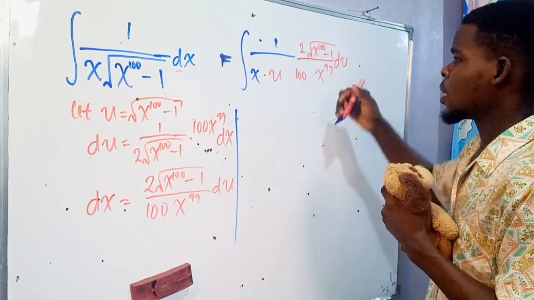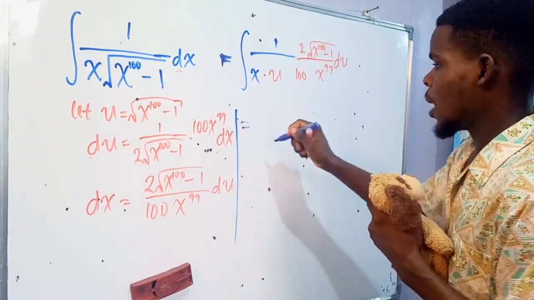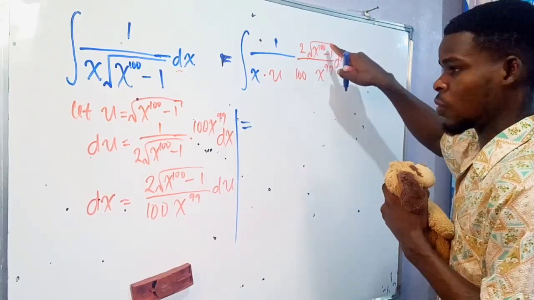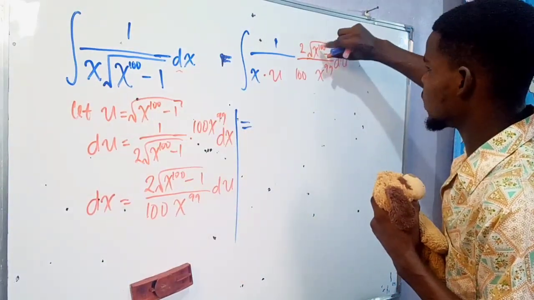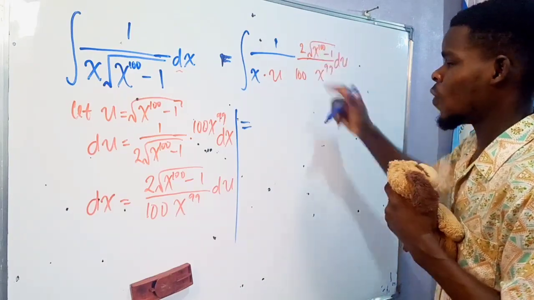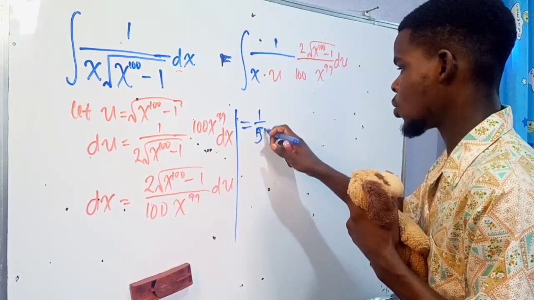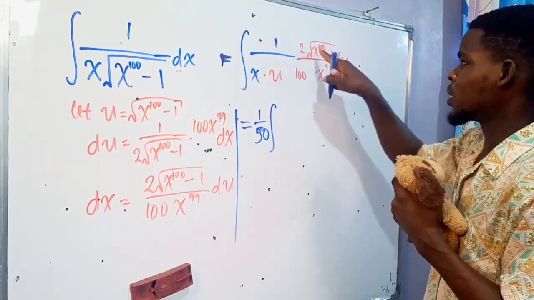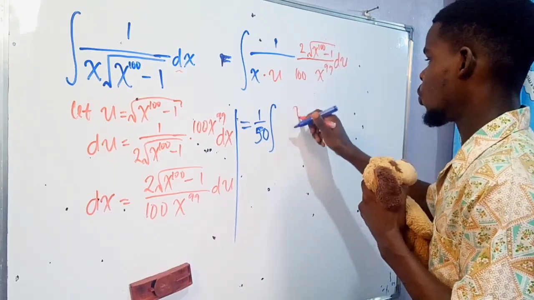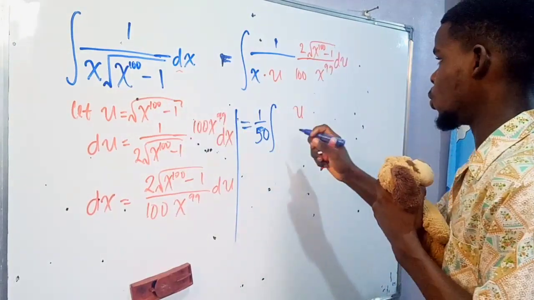Okay, great. So you notice that at the top here we have the square root of x raised to the power of 100 minus 1, which is exactly equal to u. So I'm going to replace this term with u. Keep in mind that this is 2 over 100, a constant multiple, which we can put out of the integral sign, and it is going to become 1 over 50. At the top we're going to have 1 times u, because this square root term is exactly what we call u.